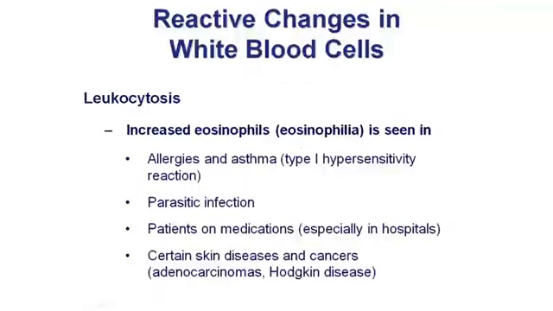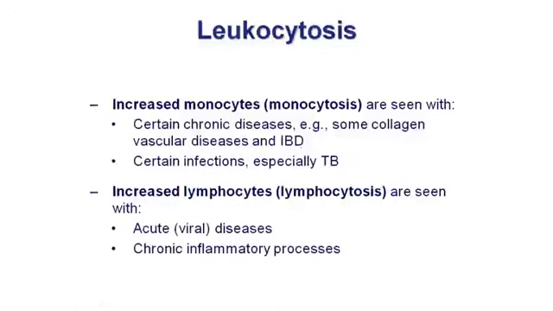Now, increased eosinophils, or eosinophilia, is typically associated with allergic reactions and parasitic infection. You can see it associated with drugs and certain skin diseases, but you want to know that it's definitely associated with allergic reactions and parasitic infection. With an increase in monocytes, or monocytosis, it's typically seen with things like collagen vascular disorders and inflammatory bowel disease. Infections like TB can also have these increased monocytes. Of course, with TB, we call them macrophages inside the tissue.